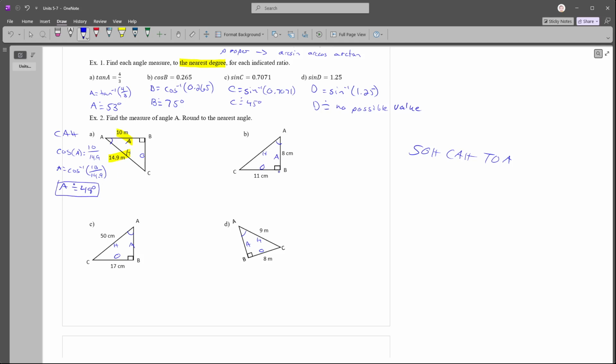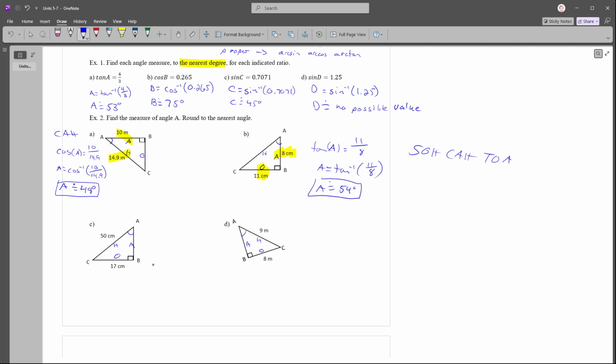Okay, let's do it again. So what's on this one? We have opposite and we have adjacent. So that is TOA, which means tangent. So we have tan of our angle A is equal to our opposite, which is 11, over our adjacent, which is 8. So A is equal to tan inverse of 11 over 8. A is approximately 54 degrees.